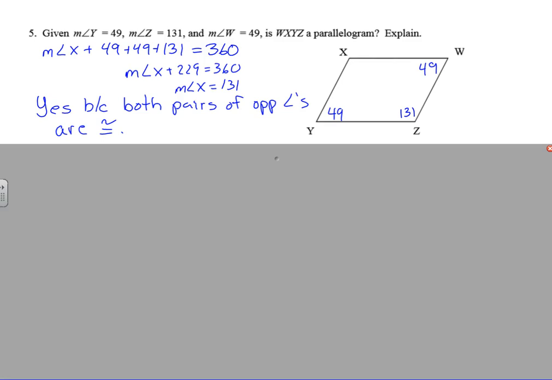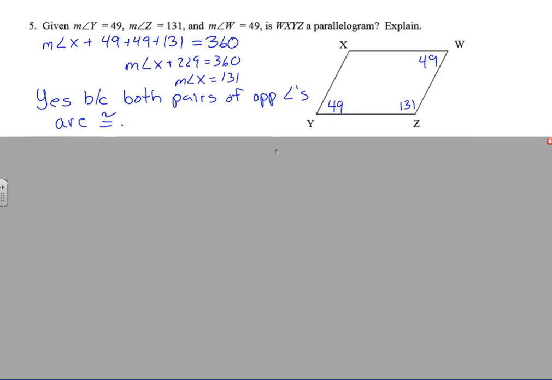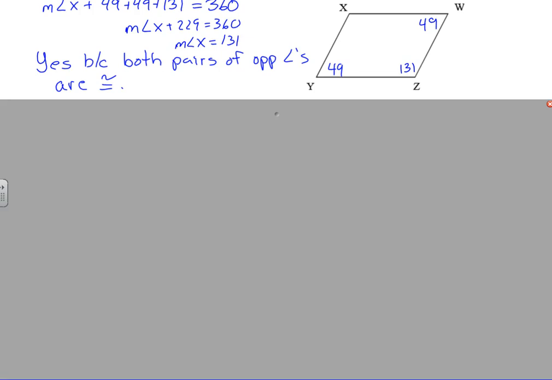See, what I know is that all of the angles on the inside of a quadrilateral have to add up to 360. So the measure of angle X plus 49 plus 49 plus 131 equals 360. That's going to be the measure of angle X plus 229 equals 360. So the measure of angle X equals 131. Okay, so therefore it's a parallelogram because both pairs of opposite angles are congruent, or equal. If both pairs of opposite angles are equal, that's a parallelogram.